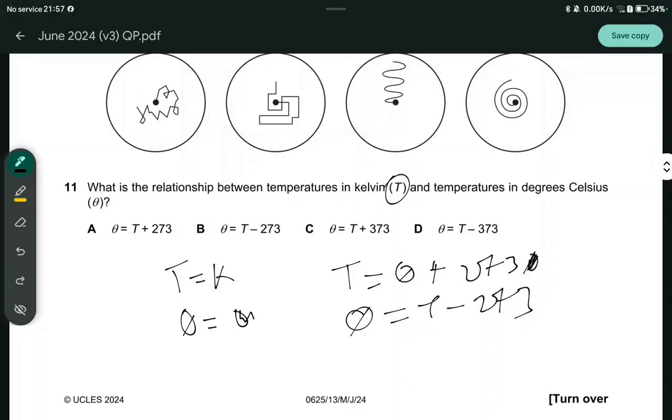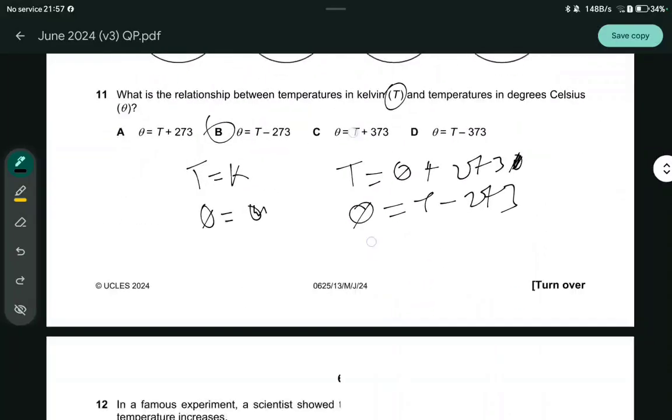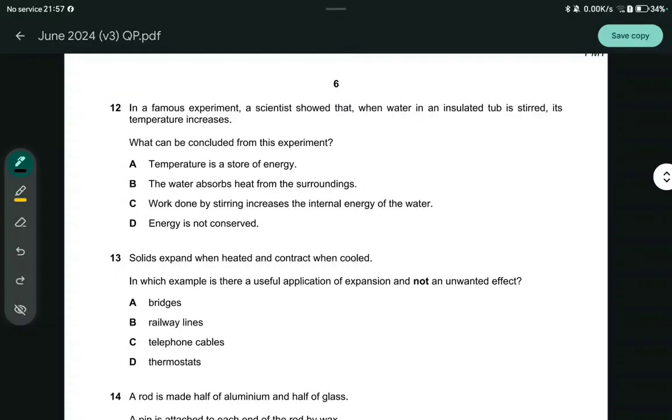And which one's the solution? What's this one? In a famous experiment, the scientists showed that when water in an insulated tub is stirred, its temperature increases. What can be concluded from this experiment? So, when water in an insulated tub is stirred, its temperature increases.